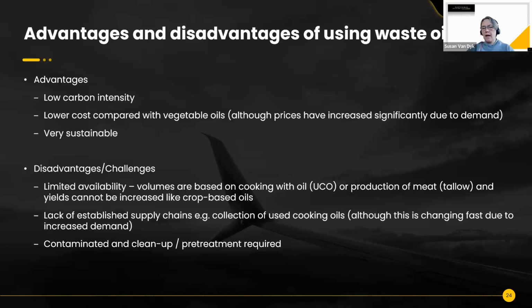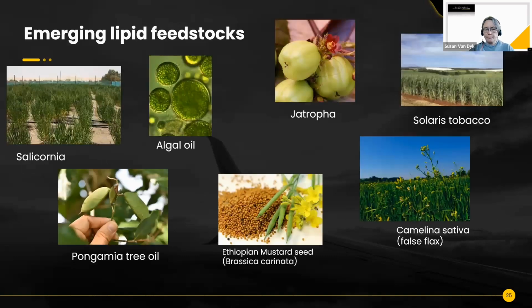There used to be a lack of established supply chains. For example, collection of used cooking oil doesn't take place everywhere, mainly in larger cities. But this is fast changing because, of course, there's now a demand for this. So people collecting this can actually sell it, but mainly they collect it from restaurants and so on. There aren't really systems for collecting it from households. These feedstocks are also more contaminated than vegetable oils, and therefore need more cleanup and more pre-treatment in order to use them.